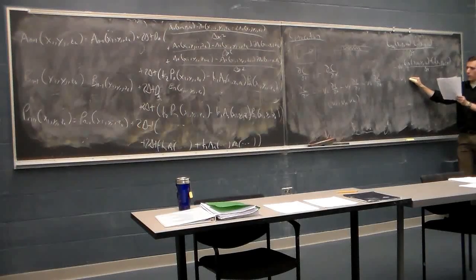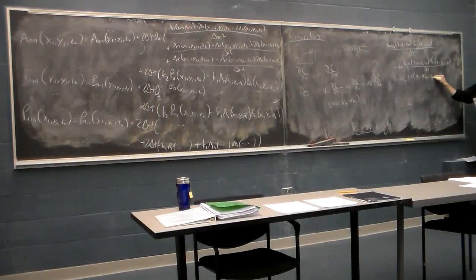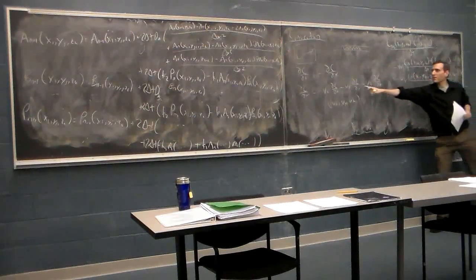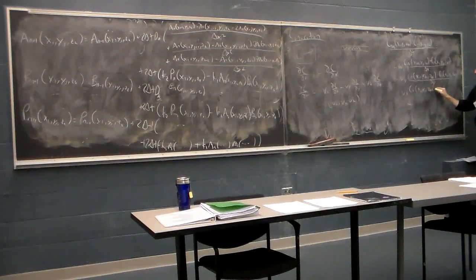And likewise, minus b sub y times c sub n xi yj plus 1 zk minus c sub n xi yj zk over delta y, which is an approximation to this term, and minus v sub z times c sub n xi yj zk plus 1 minus c sub n xi yj zk over delta z. And then this thing is basically the heart of a numerical integrator for this convection equation.